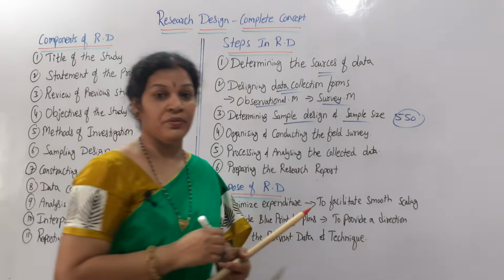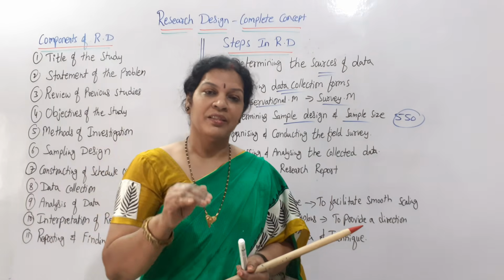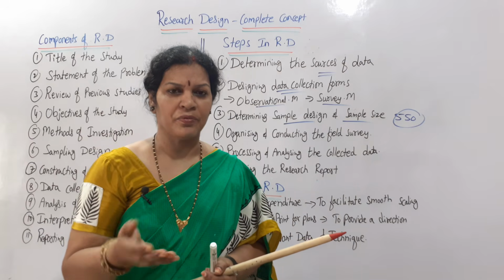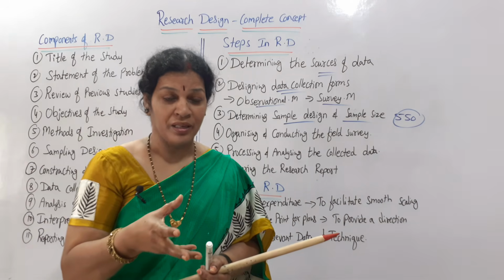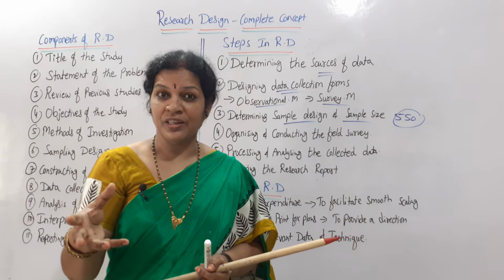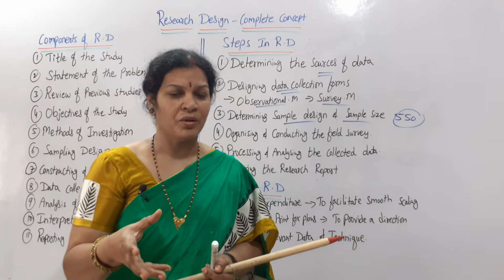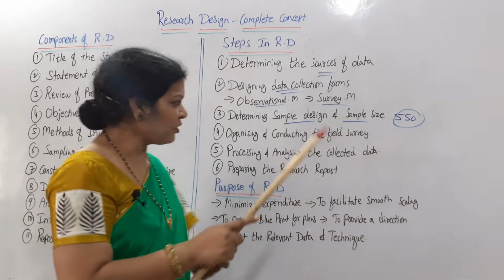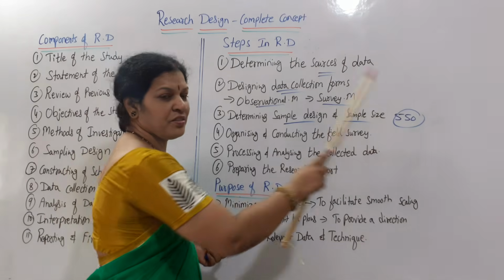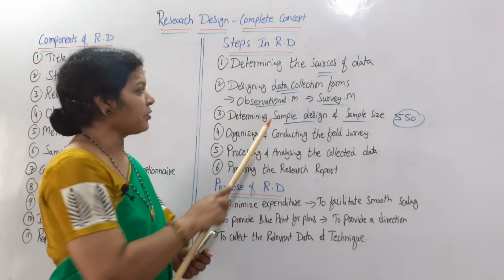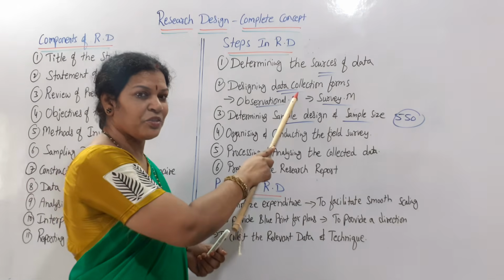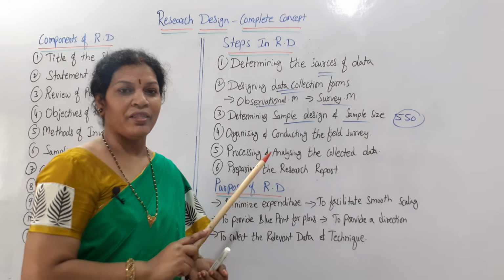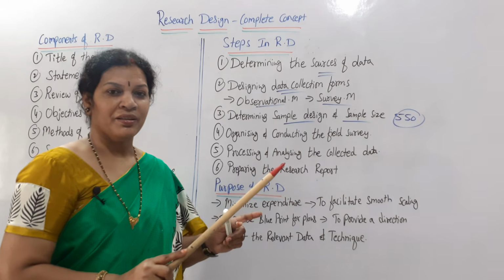My sample size is 550. Now design means this 550, from where can I get the data? Who are these people? What kind of people are these 550? Employees, students, which area, what kind of profession, what is the age limit, gender, etc. All these things you have to plan. That is what we call sample design. And size. This is the next, third process. Once we have decided that the data collection form is either observational or survey method, then we have to frame the sample design, sample size.